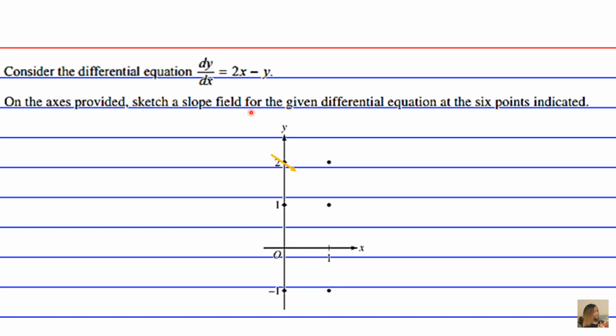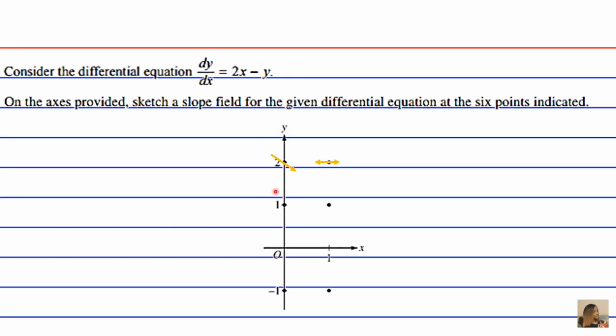So this is the point (1, 2). I'm sorry, I know I said something wrong. So if we plug 1 in for x, we're going to get 2 minus 2 if we plug in 2 for y, and then our slope is equivalent to 0, which is fine. That's not undefined. It's just neither rising nor falling. So we're going to have a flat horizontal slope like that.